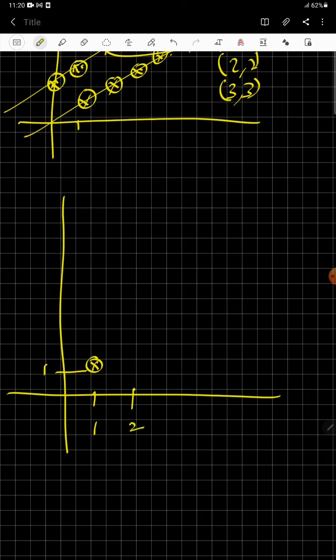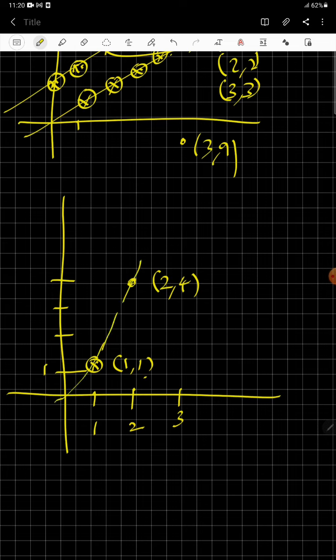If it is 2 here, 3, 4, I'll take this point 2 comma 4. This is 1 comma 1. I'll take the point 3 comma 9, roughly here. I will join all these points, then I get a parabola on the left side also in this way.